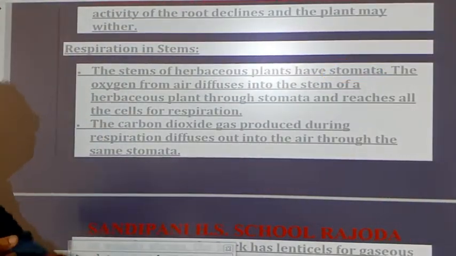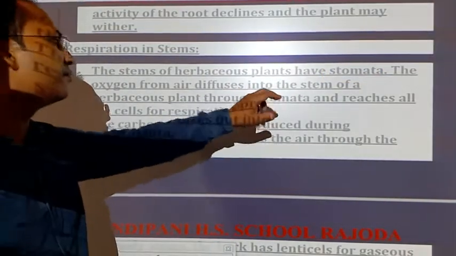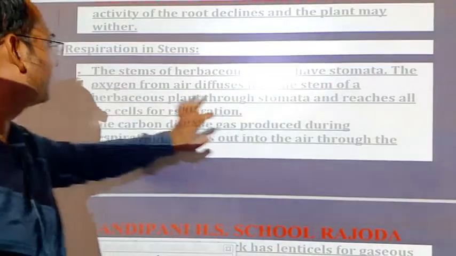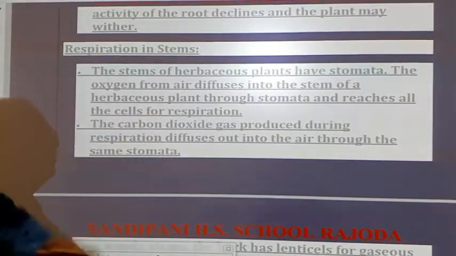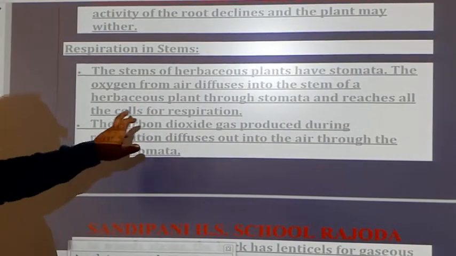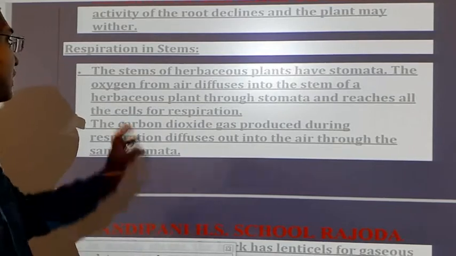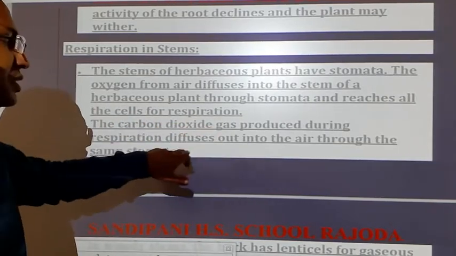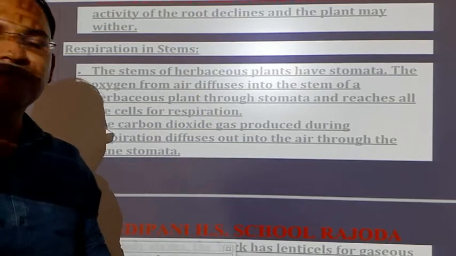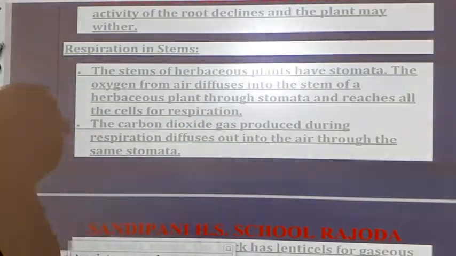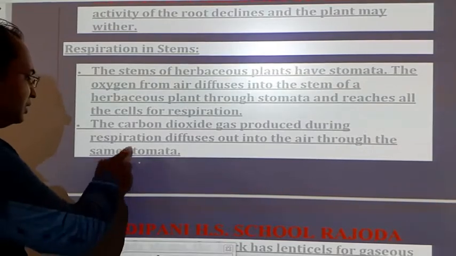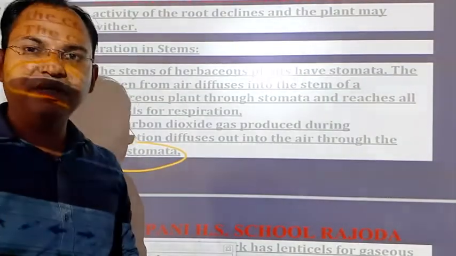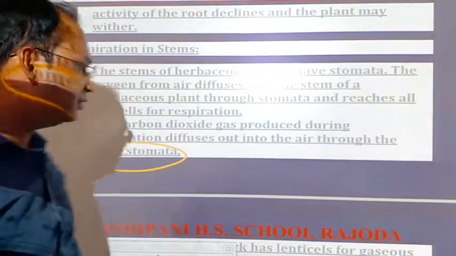See here, students, through this stomata, the oxygen from the air diffuses into the stem of herbaceous plants for the cells' respiration. The carbon dioxide gas produced during respiration diffuses out into the air through the same stomata. The same stomata is responsible for intaking the oxygen and giving out the carbon dioxide.